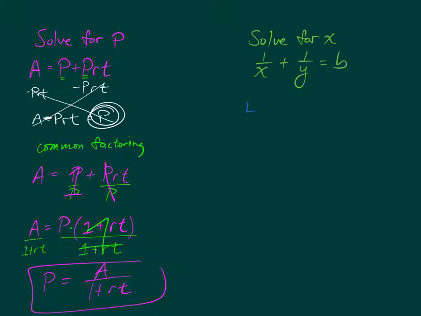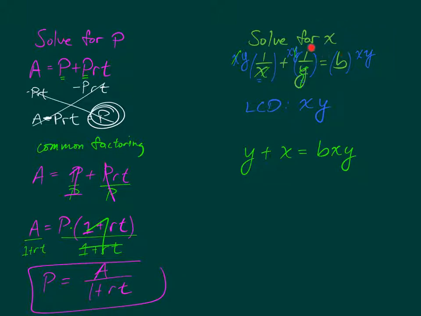So the LCD here, luckily, is pretty easy to find. It's just going to be xy. We need to eliminate an x in the denominator, so I know x has to be in the LCD. And we need to eliminate a y in the denominator, so y needs to be a part of the LCD. So multiply each term by xy. And we get this resulting equation: y plus x equals bxy.